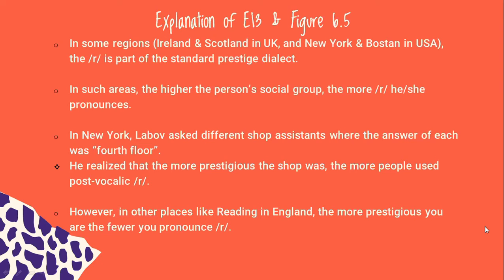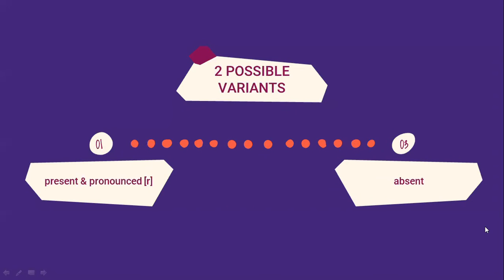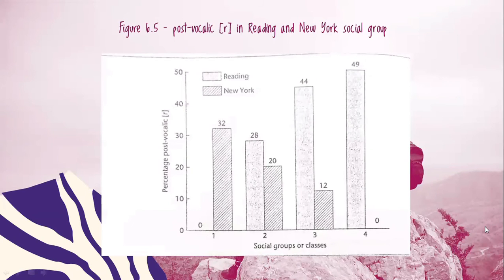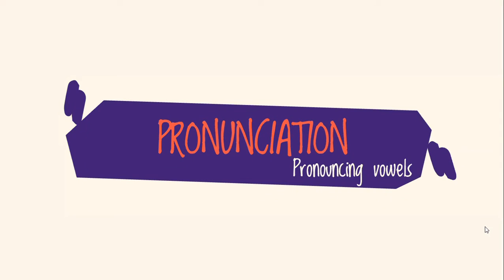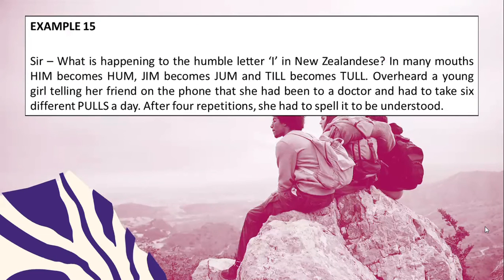In New York, Labov asked different shop assistants where the answer of each was fourth floor. He realized that the more prestigious the shop was, the more people used post-vocalic R. However, in other places like Reading in England, the more prestigious you are, the less you pronounce R. Just like the figure just now. As you can see, in Reading, 0 percent post-vocalic R, but in New York, 32% of people pronounce post-vocalic R, and it contrasts between Reading and New York. And then we move on to pronunciation in pronouncing vowels.